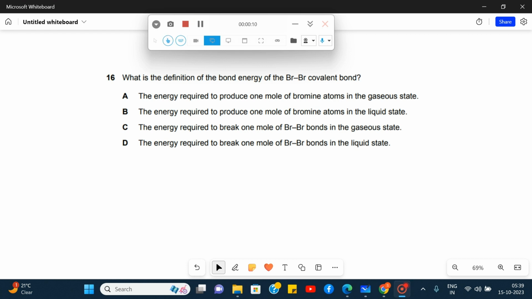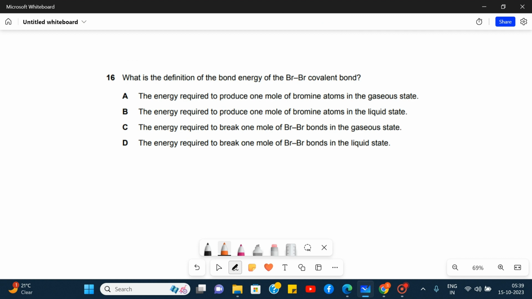Let's look at question number 16. What is the definition of bond energy of the Br-Br covalent bond? The definition of bond energy is the energy required to break 1 mole of covalent bonds in the gaseous state. So option C will be the correct option.